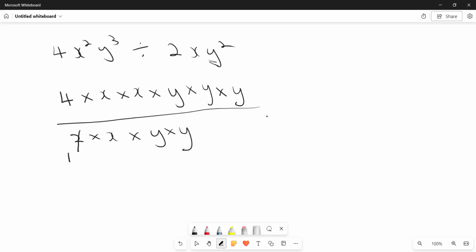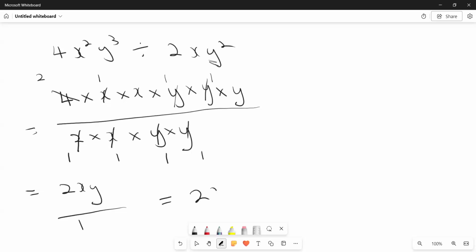2 into 2 is 1, 2 into 4 is 2, okay. X into x is 1, x into this x is 1, okay. There are no more x's, so you go to the y's now. Y into y is 1, y into y is 1. And then you simplify now. 2 multiplied by x, multiplied by this y at the end here, so you get 2xy, and the whole bottom is canceled out, you get 1. So your answer is 2xy.